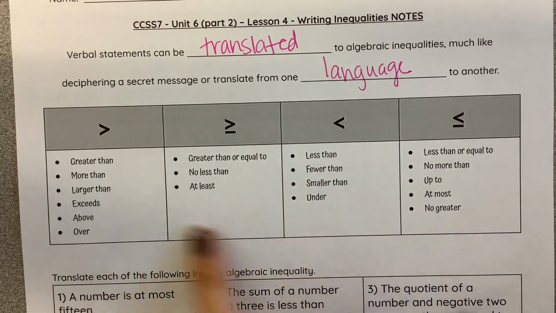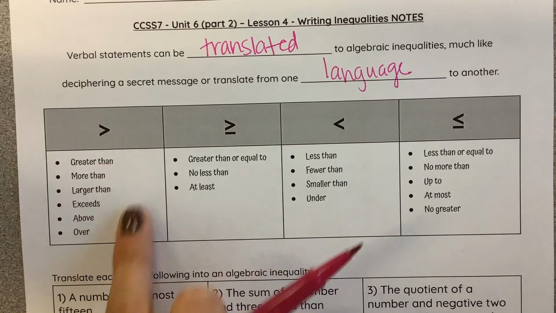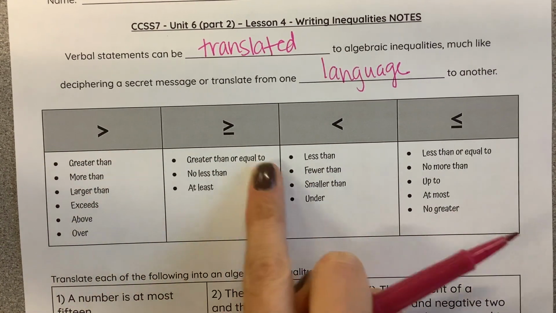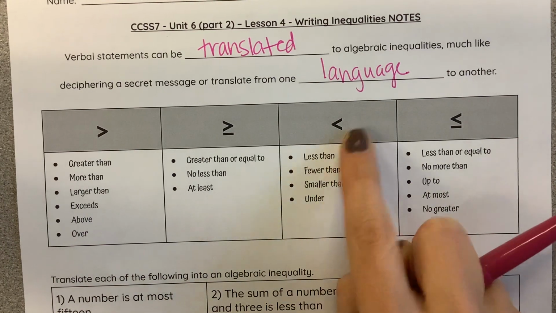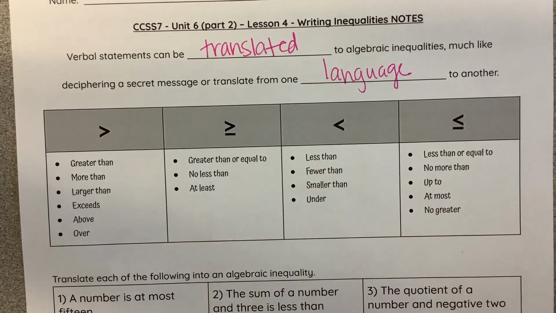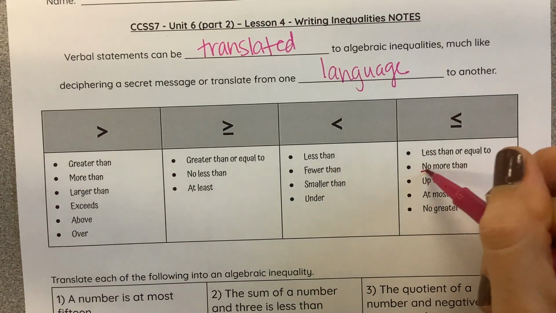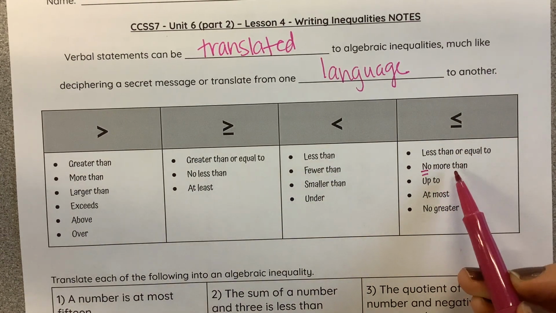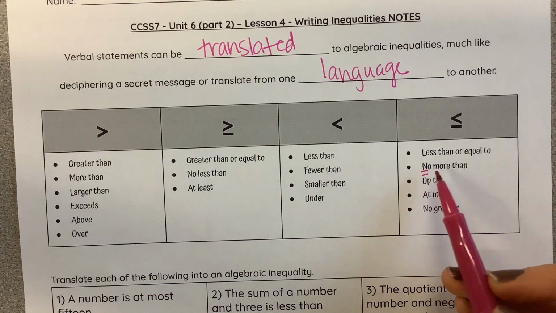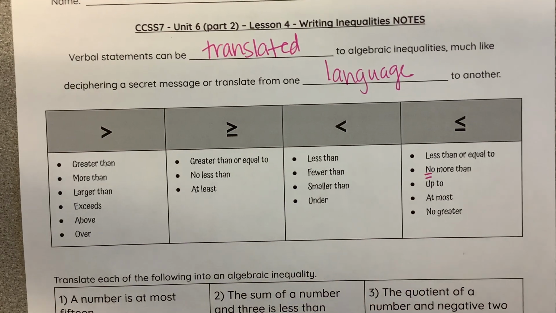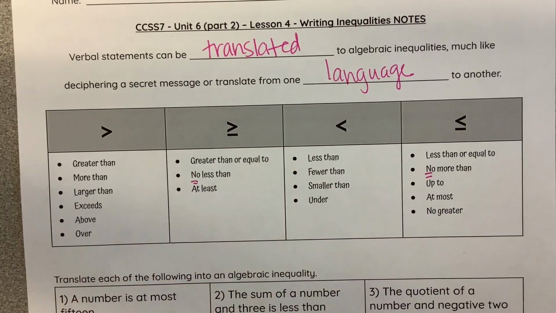These are the key words you're going to need to look at. These are words that tell you greater than, these tell you greater than or equal to, these tell you less than, these tell you less than or equal to. Being careful with something like no more than. Sometimes people just read more than. You've got to pay attention. It's no more than or no less than. Okay?